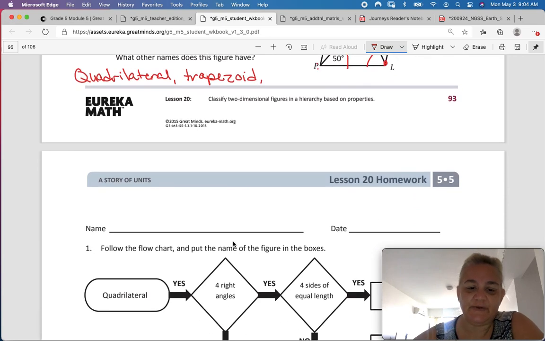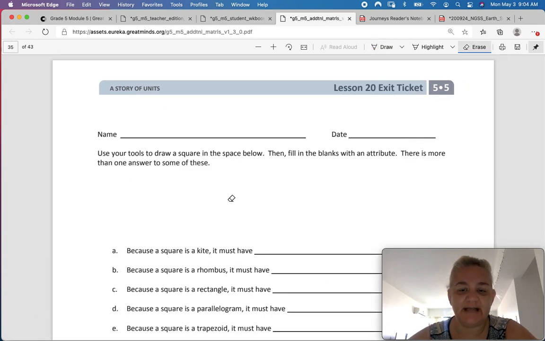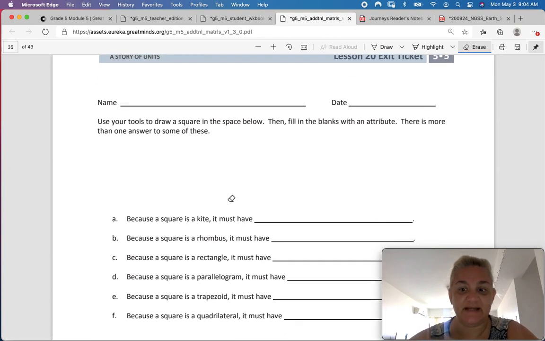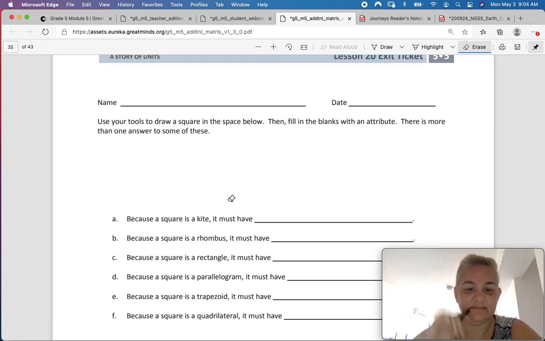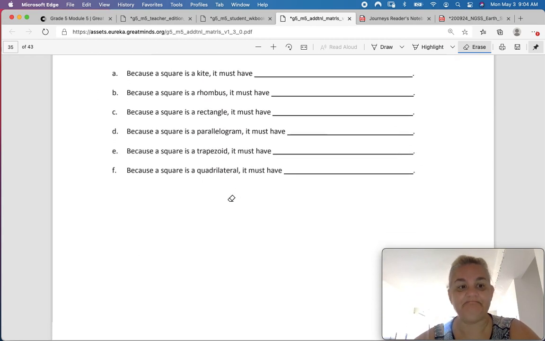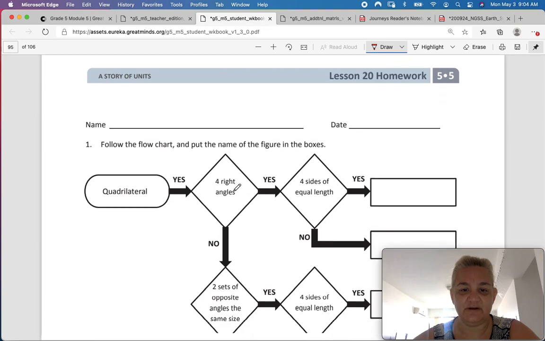All right. Okay, there's your homework. And here's your exit ticket. Use your tools, meaning your ruler and a straight edge and measuring. Fill in the blanks with an attribute. There is more than one answer to some of these. Okay, so make a square, answer the questions. This might be a little challenging, so take your time. And then come back and you can finish your homework.